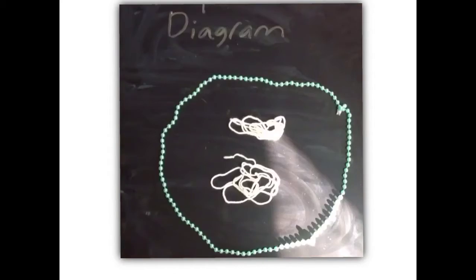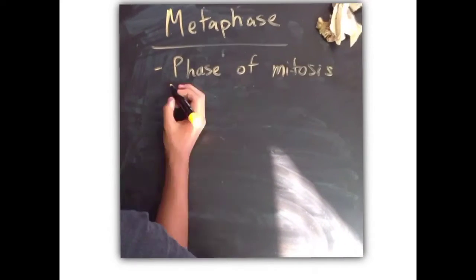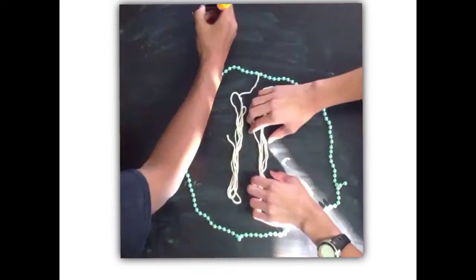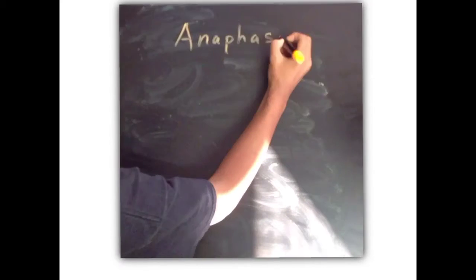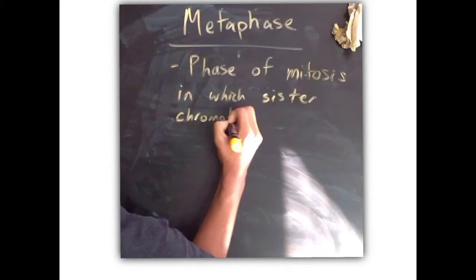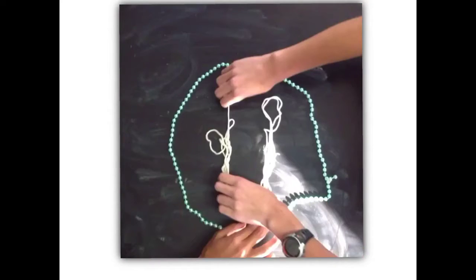My name is Bryan Wynn, and I will be talking about the next phase of mitosis, which is metaphase. During metaphase, spindle fibers attach to the centromere of each pair of sister chromatids. The sister chromatids line up at the equator, or center, of the cell. The spindle fibers ensure that sister chromatids will separate and go to different daughter cells when the cell divides. Centromeres are what attach sister chromatids together.